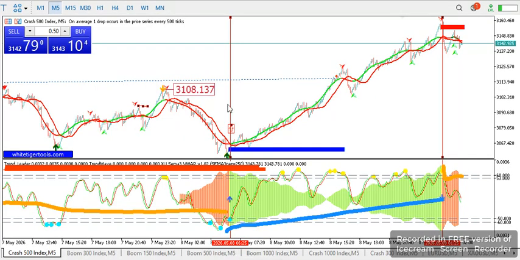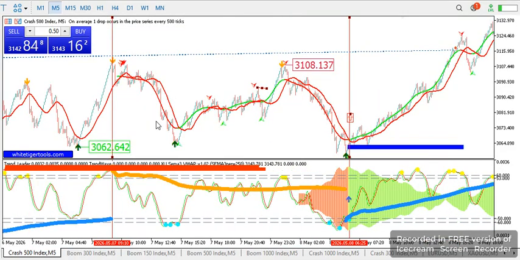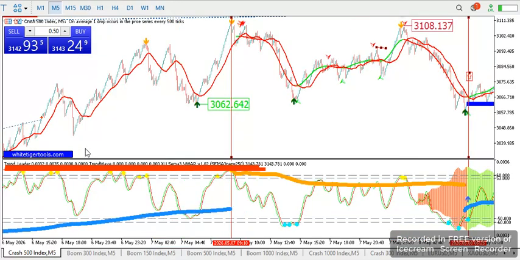So we can see we identify our rejection zone at this particular area, and we take up our uptrend. And currently now we are moving on a downtrend. So we can see that it worked perfectly. This is Crash 500 on 5 minutes also. We can see our opportunity at this particular zone, and we can see our market respect that particular level here. That is how we take this trade.